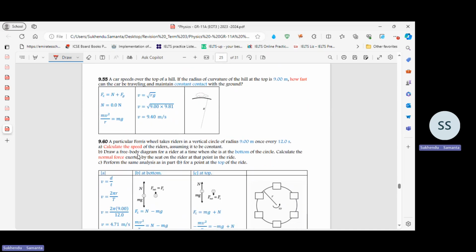Next, again, the speed and radius are given. How fast can the car be traveling to maintain constant contact with the ground? Beyond that, it will fly off the road. So your centripetal force FC has two components, N plus mg, Fg. And here N is equal to 0. So Fc is mv squared by r, Fg is mg. So V is equal to square root of g r. This is V equals 9.40.